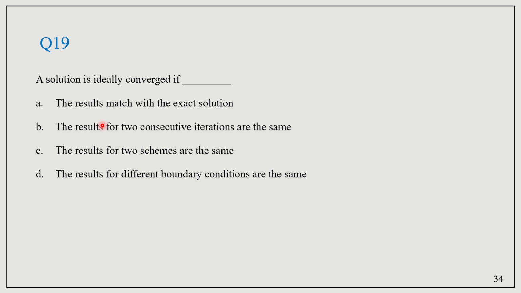0.99999. So we are having 10 power minus 6 variation or 10 power minus 7 variation, so we will be giving something. If that is the case, we will say the solution is ideally converged. So results for two consecutive iterations are the same, the solution is converged actually. Option B is the answer.